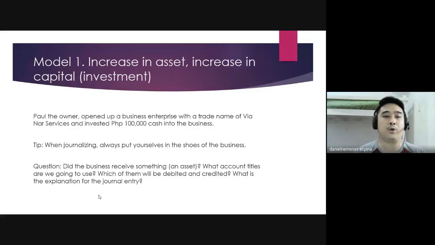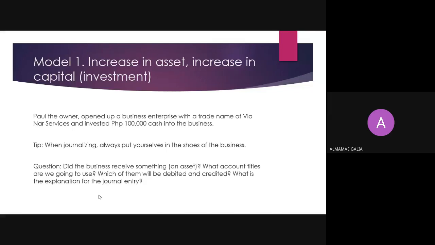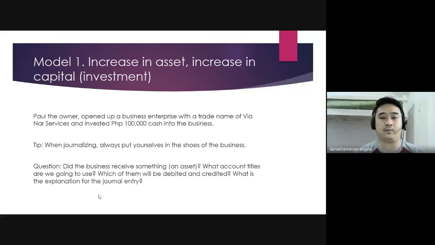So Paul is the owner of the business. He's a separate person. That's why if there are capital accounts, we name them after the owner. Like for example, Paul Capital, or if there's a withdrawal, it's Paul Withdrawal. So question: did the business receive something? Did its assets increase based on the transaction? Yes, it received an asset. Cash on hand. Okay?